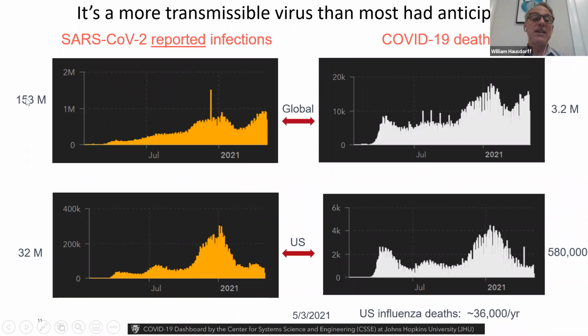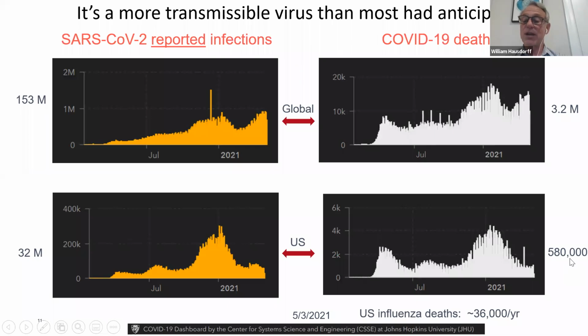There's 150 million cases since the beginning up to this moment that have been reported, of which 32 million are in the US. So we have about 1/5 of the world's cases, and we don't have 1/5 of the world's population. If you look at deaths, it's about 3 million deaths in the world so far, and 580,000 in the US.